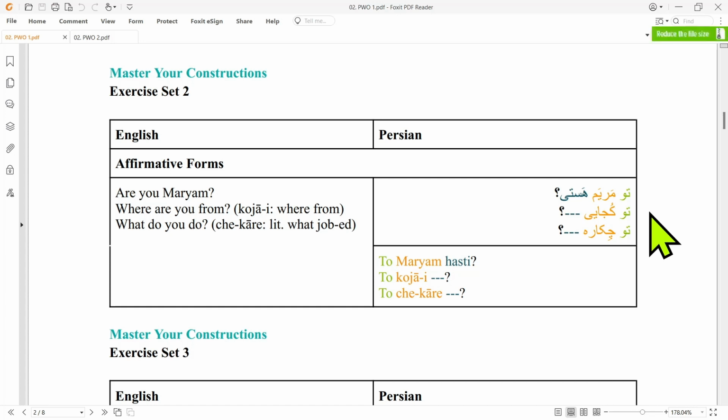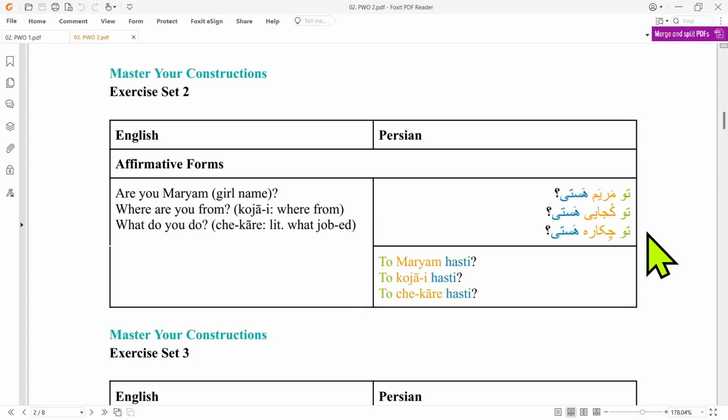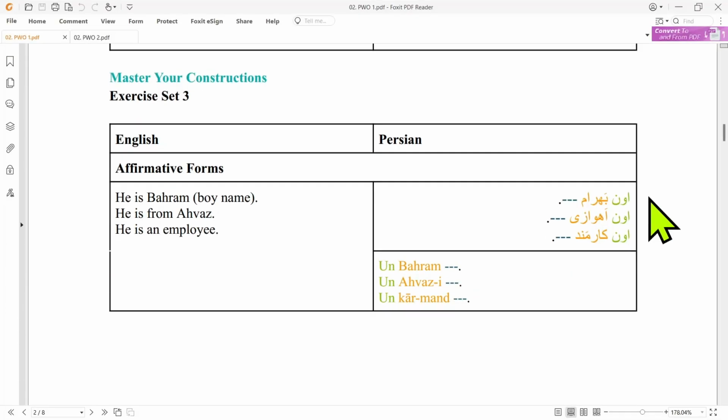The question word kojayi in Persian is where from. So how can we ask, where are you from? To kojayi hasti. And we use the phrase chekare to ask about people's jobs. So how can we ask, what do you do? To chekare hasti.